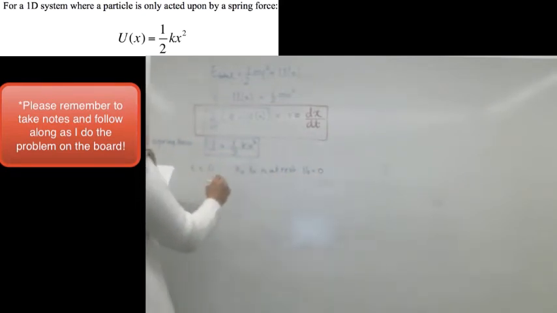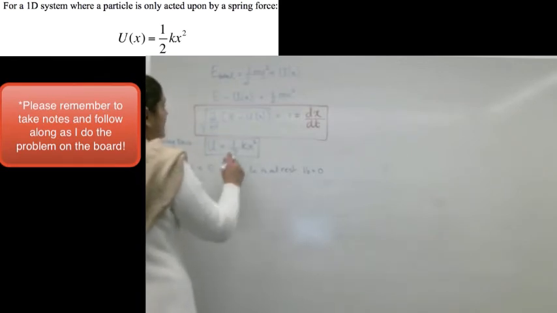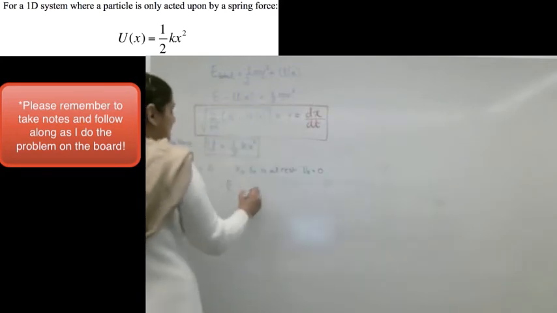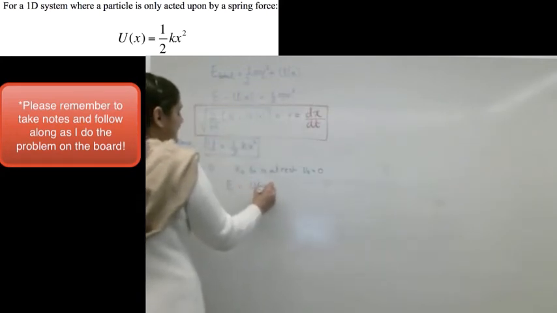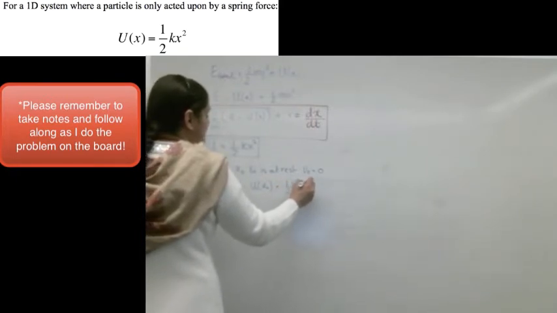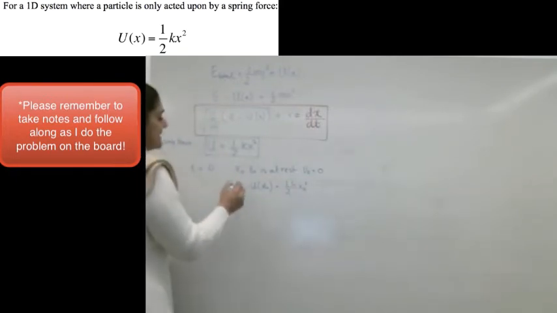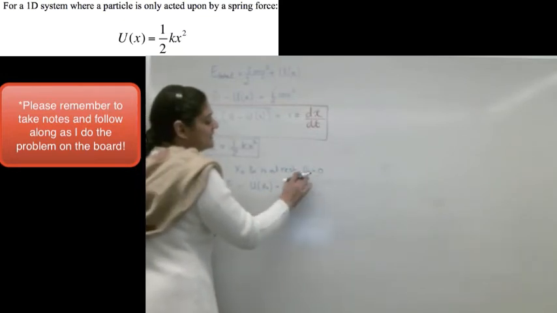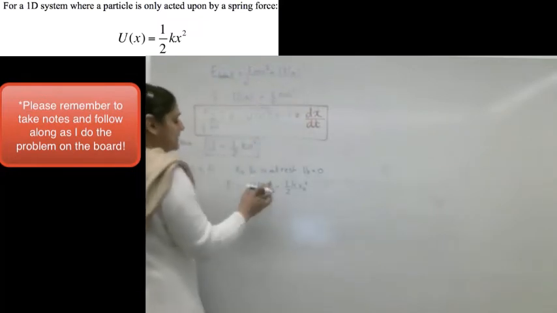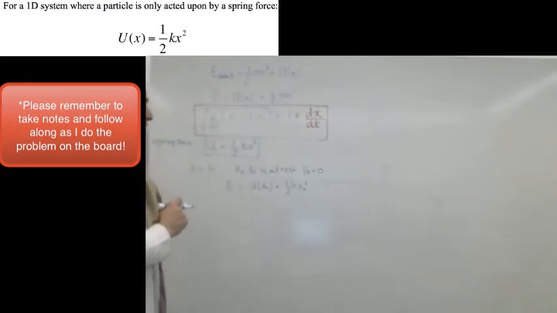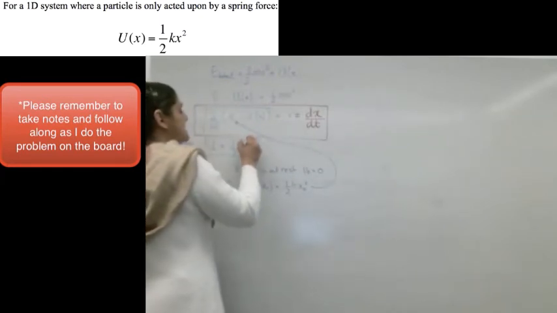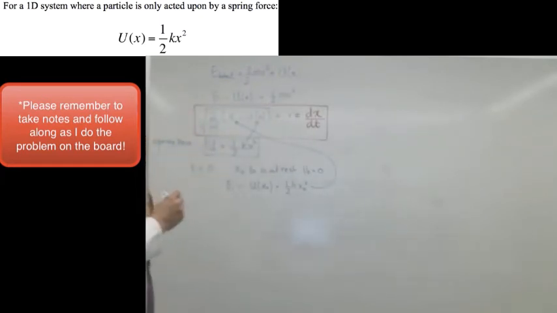Okay? This means that my total energy from here is going to be, since this is 0, u at x0, which I can rewrite as 1/2 kx naught squared. Does that make sense? Since it is at rest, v0 equals 0, that means my kinetic energy equals 0, so E total only results in this one. This I can plug back into here, and this I can plug into here. And what do I get?